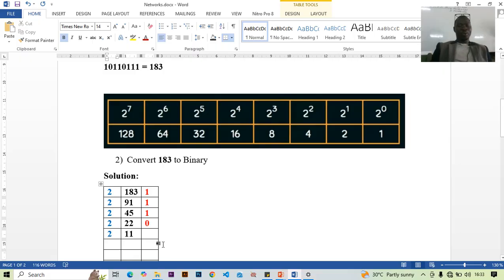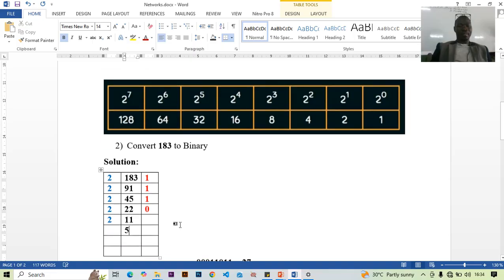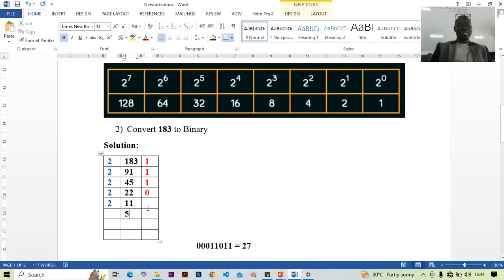By 2, we have here 11 divided by 2, we have 5 for 10, remainder 1. Then again by 2, we have 5 divided by 2, we have 2 for 4, remainder 1. Then finally, we divide again by 2. 2 divided by 2, you get 1, and so when you divide by 1, you get 1, remainder 0.